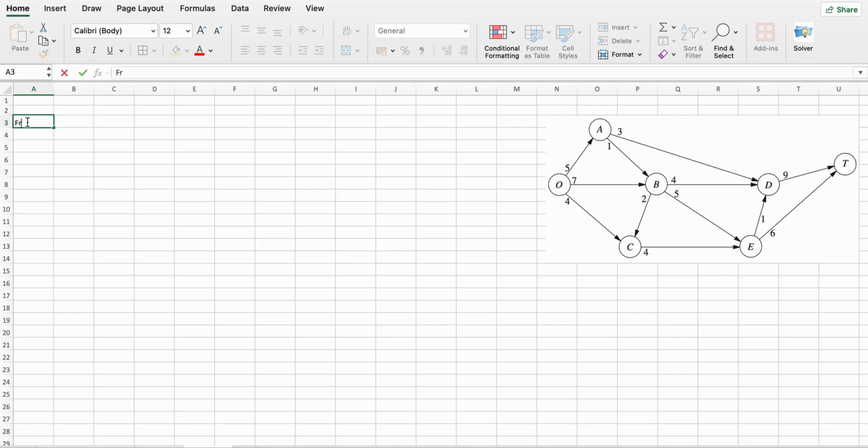First is from, second is to, next is xij, which means decision variables. Next is capacity. Next is nodes. Next is flow out, then flow in, out minus in, right hand side.